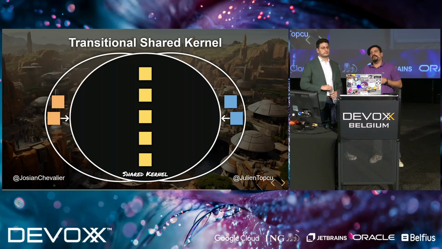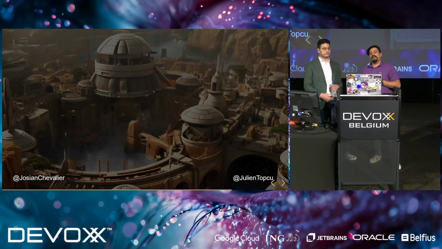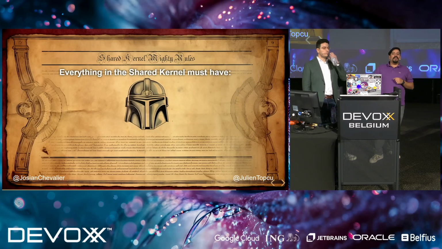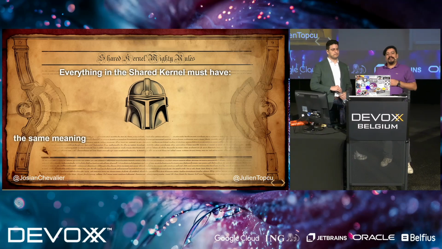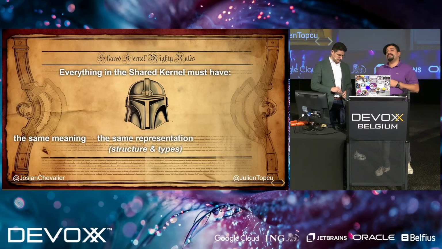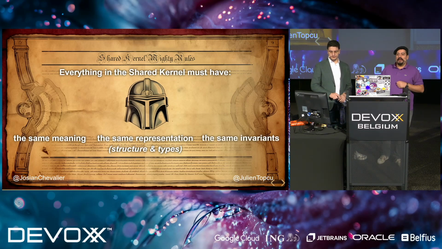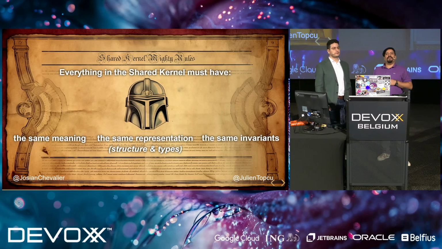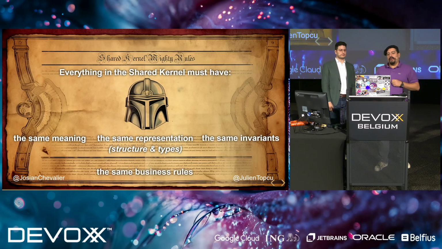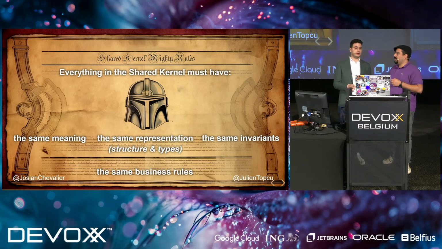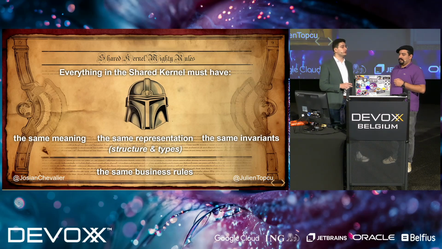Put only concepts from the domain in it. But there are also some rules to respect. Everything inside the shared kernel must have exactly the same meaning, the same representation regarding structure and types, the same invariants, meaning the business logic that should always be true, and also the same business rules. And this must be true for every single domain, service, or module that is using the shared kernel.